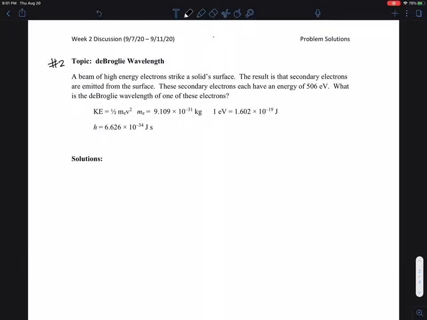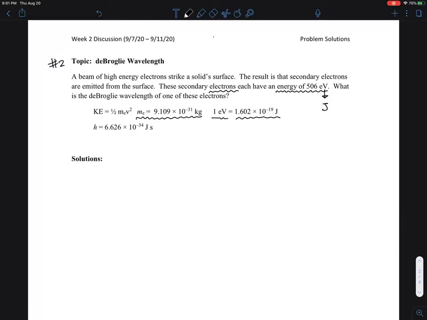Okay, so this is the second topic in week number 2, the de Broglie wavelengths. The question is, can you calculate the de Broglie wavelength for the electron? The electron has a mass, shown here in kilograms, and has an energy in electron volts, and electron volts can be converted into joules based on this: one electron volt corresponds to so many joules.